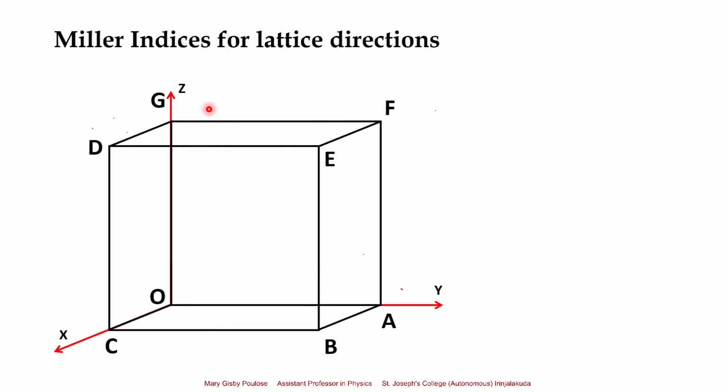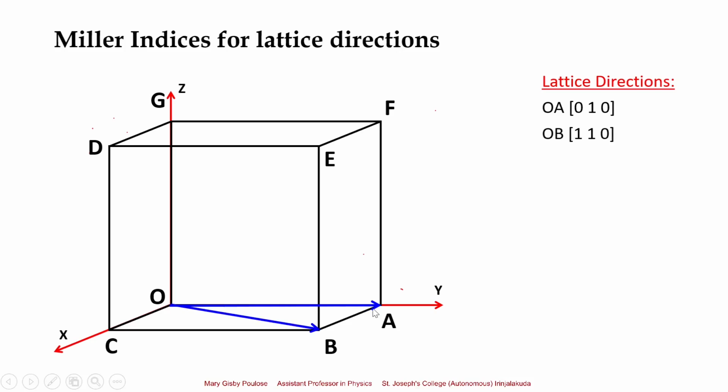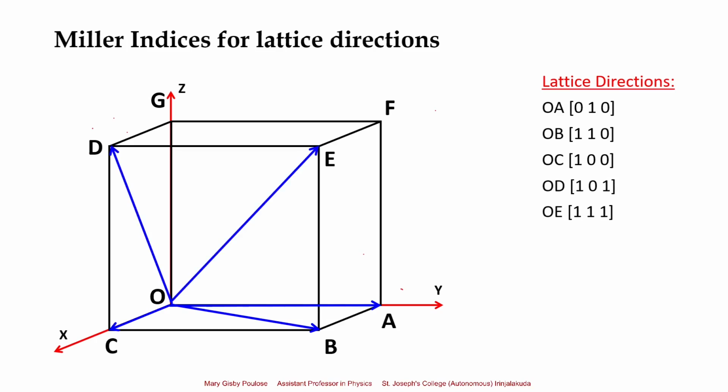Now let us represent the lattice directions using Miller indices. The lattice direction OA can be represented as [0, 1, 0], and please note the direction of this vector. OB will be [1, 1, 0]. OC will be [1, 0, 0]. OD will be [1, 0, 1]. OE will be [1, 1, 1].